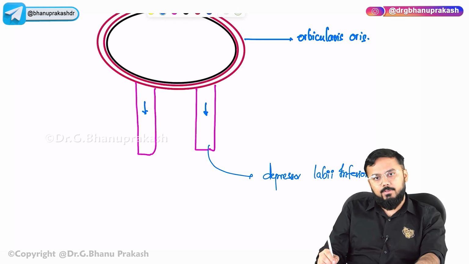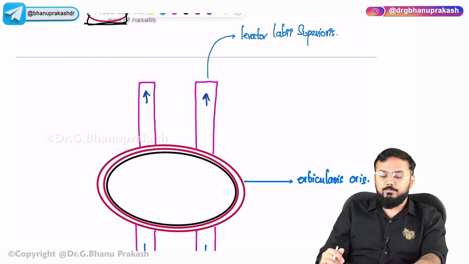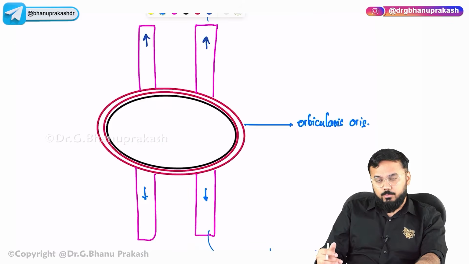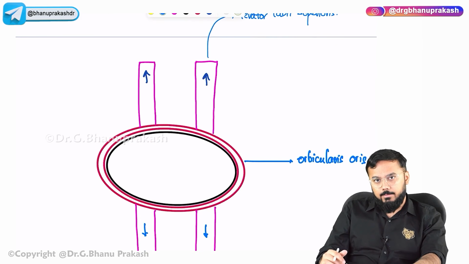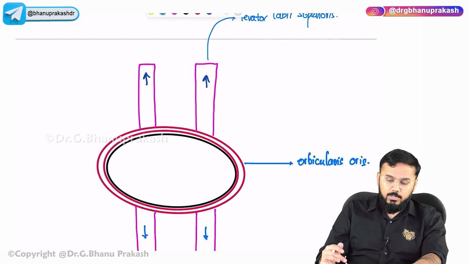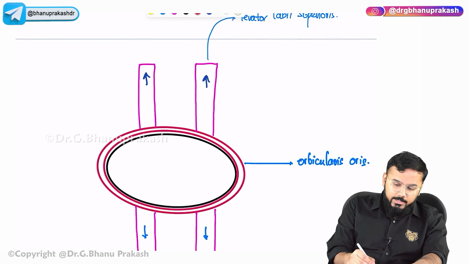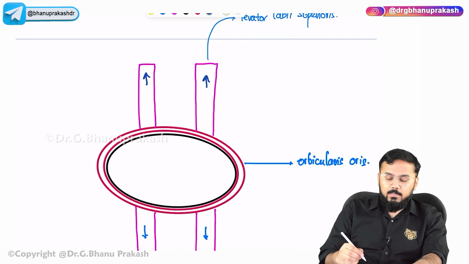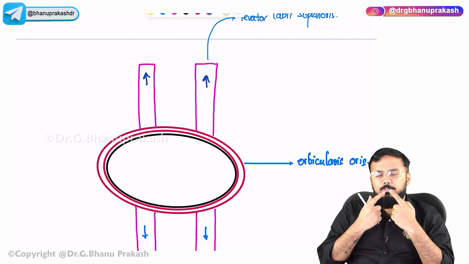Depressor labii inferioris. So one we have got is the levator labii superioris. One we have got is a depressor labii inferioris. Finish. Next important thing is that we have got two more muscles. See, this is the upper lip, this is the lower lip.